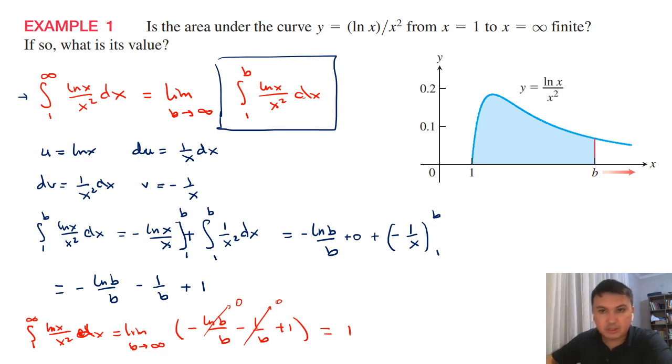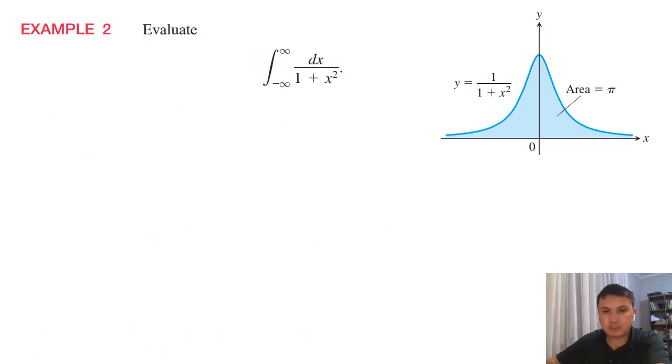So in particular, what I say is, yes, the area in fact exists, right? So the area is equal to 1. So in particular, the integral converges, right? So this integral converges.